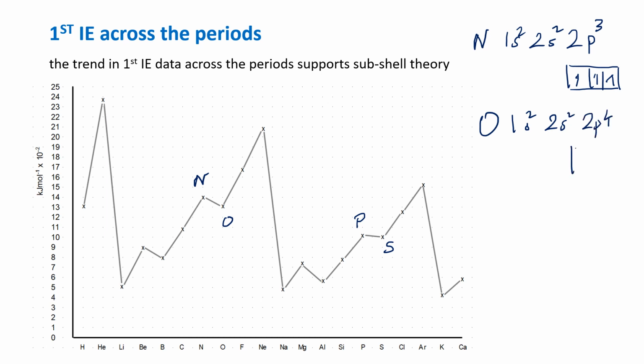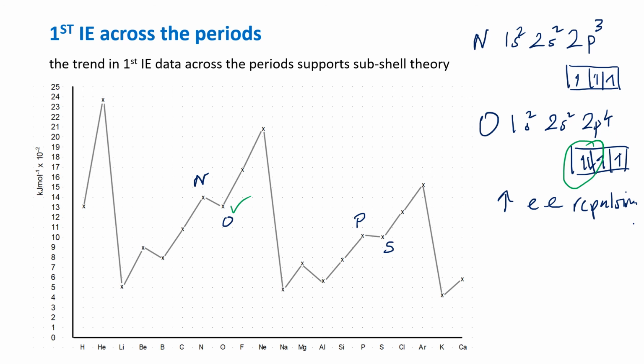Again, if I draw out the 3 boxes for the p subshell, we'll find that oxygen has to pair. Now, pairing produces increased electron-electron repulsions. So, if there's increased electron-electron repulsion here, that means the electron will be easier to remove, and we find that is the case.